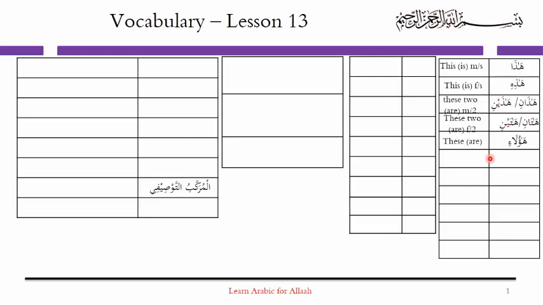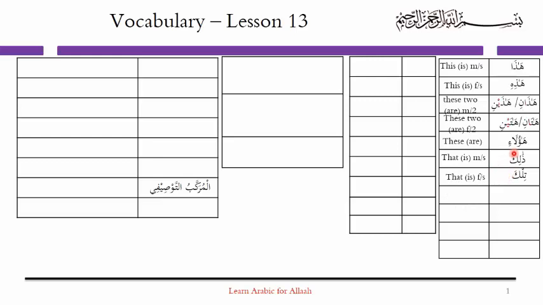Then we have the other category. This is for qareeb. These in this section here are for qareeb. The others are for ba'id that we're going to do now. Dhalika. It means that. That is masculine singular. Tilka. That is feminine singular.